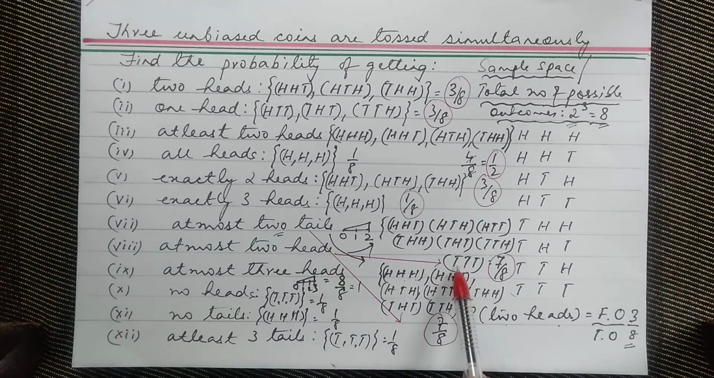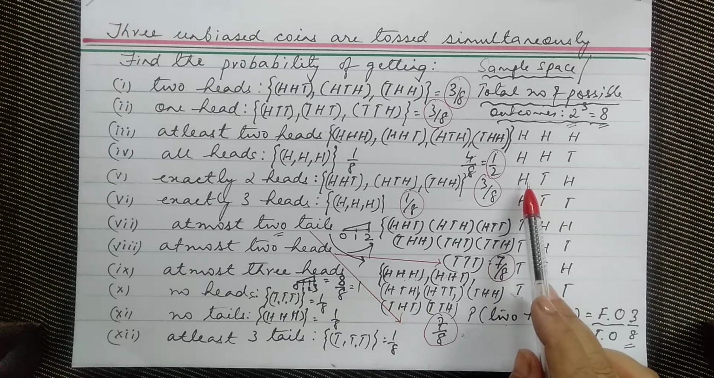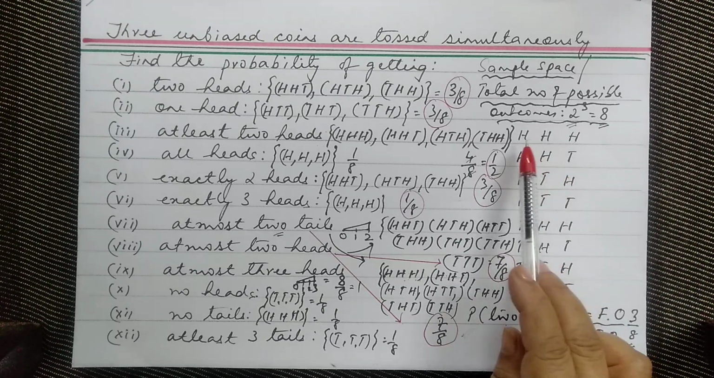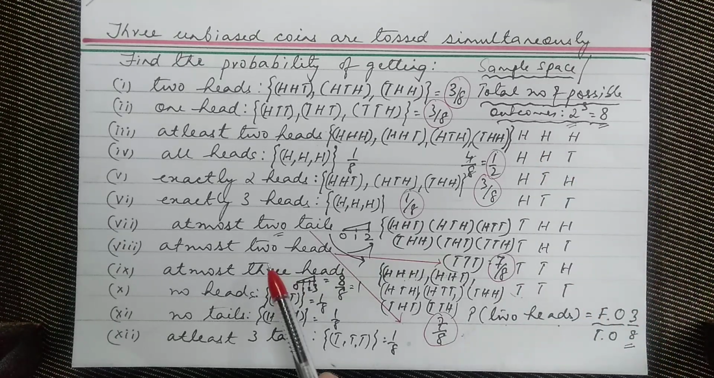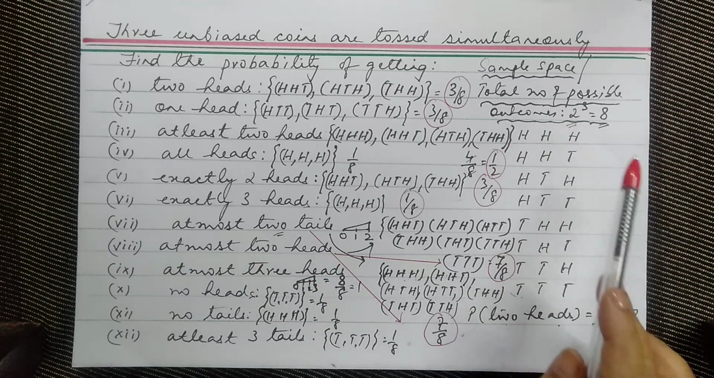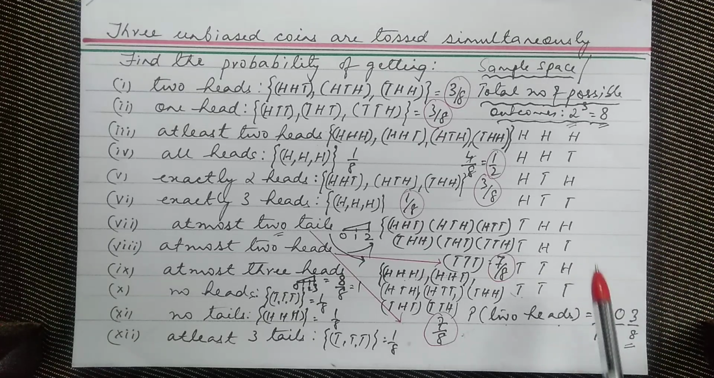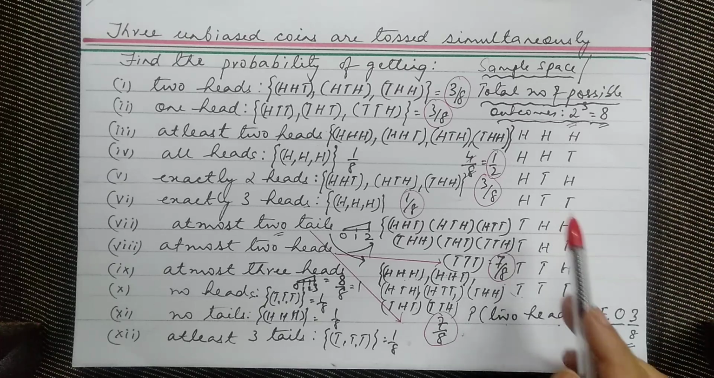Which means I have to include tail, tail, tail. Doesn't have any head, so I would say that I have got 0 head here, 1 head here, 1 head here, 2 head here, 1 head here, 2 head here, 2 heads here, 3 heads I will not touch, because they have dictated that there should be at the most 2 heads. So I will take leaving this, which means 8 by 8 minus 1 by 8, I get 7 by 8 again. So that's another way of solving.